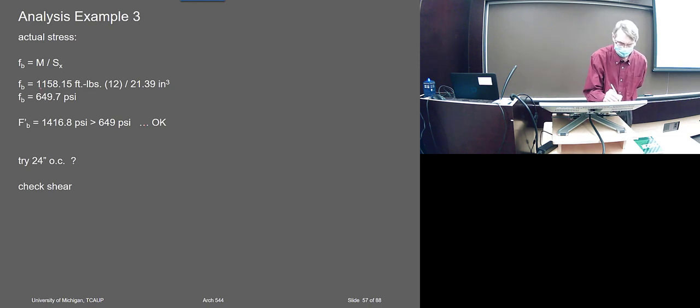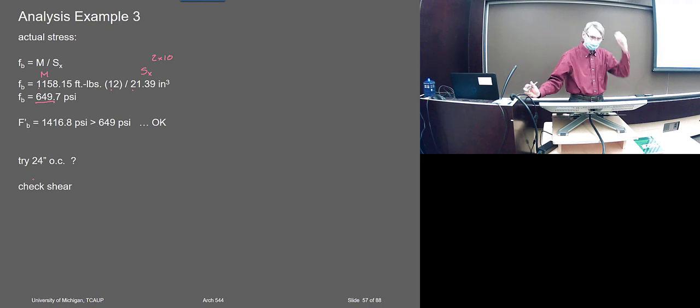Okay, and then let's see, this was the moment that we calculated, right? This was our moment from the combination. We converted into inch pounds, divided by the section modulus for this 2 by 10, and we'll come out with an actual. Then we compare the actual to the allowable, and it looks good, right? In fact, holy smokes, 649 to 1416, it easily passes.